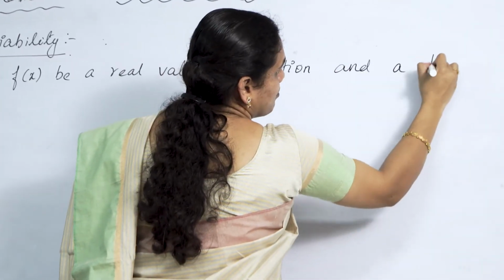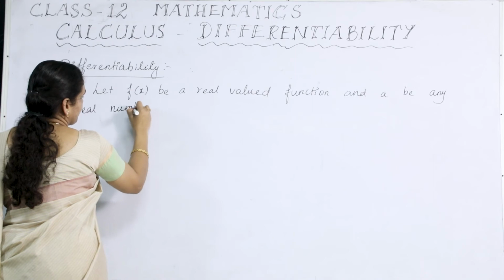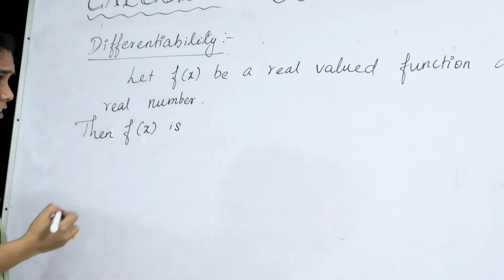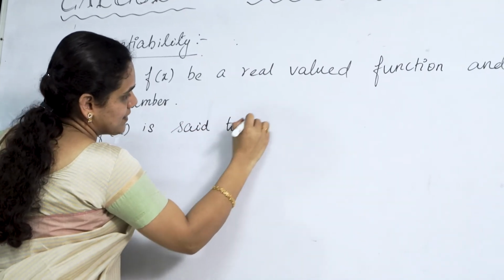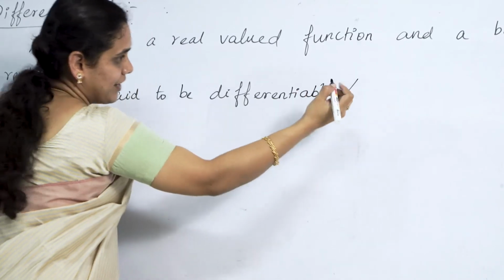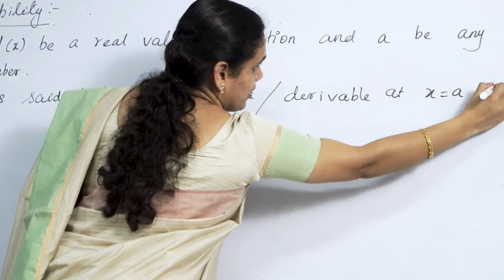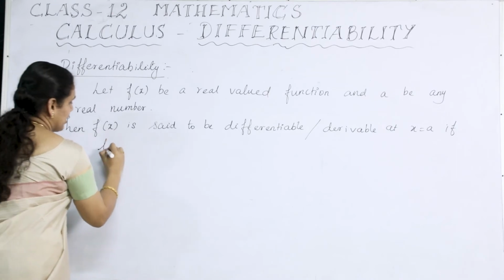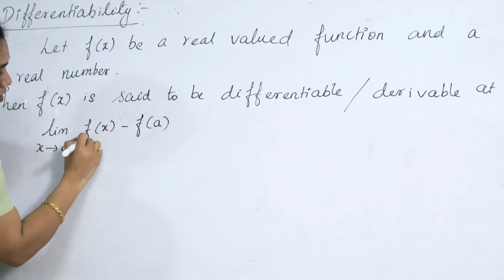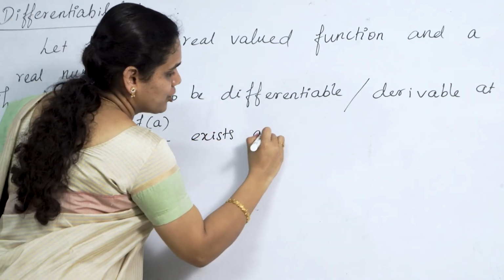And a, b, any real number, then f(x) is said to be differentiable or derivable at x equal to a if limit x tends to a, (f(x) minus f(a)) whole divided by (x minus a) exists, and it should be finite.